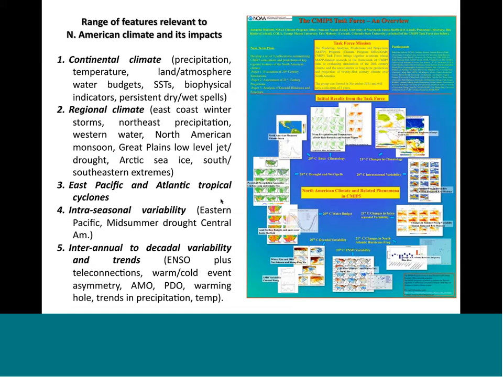And then a couple of groups based on the timescale of variability, so intra-seasonal. So we look specifically at intra-seasonal variability in the Eastern Pacific. Another example is midsummer drought in Central America, which I'll talk about a little here. And then the last group was looking at longer timescales, so interannual to decadal variability and some long-term trends. So that's obviously ENSO, AMO, PDO, plus teleconnections with North American climate as well. And things like the warming hole in the southeast that Zaitao Pan is going to talk about later, and trends in precipitation and temperature as well.